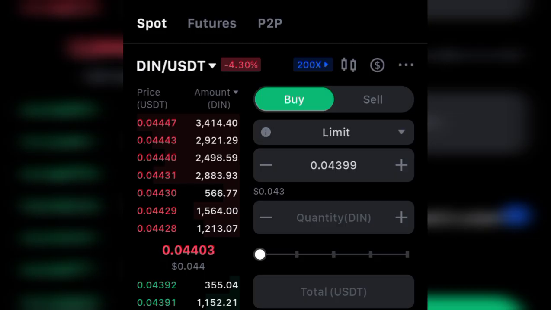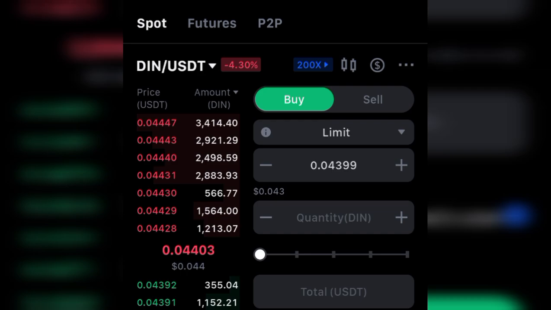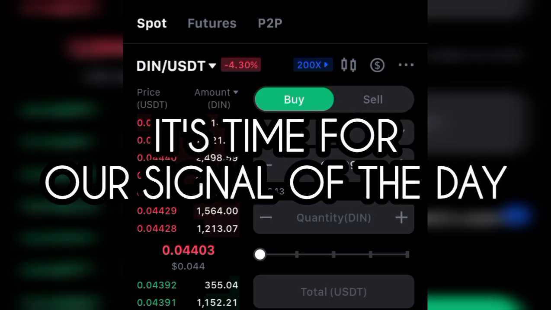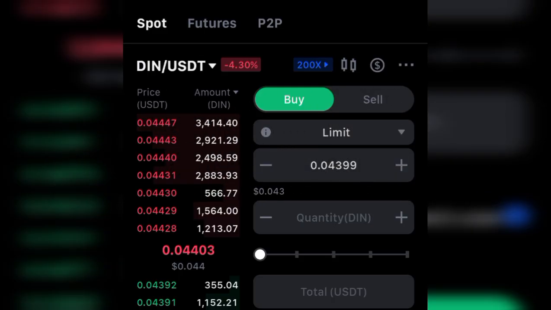When it comes to inter-exchange arbitrage, you need to get signals. Yes, you need to get some measure of signals to be able to evaluate, to simulate, and then take your trades, right? I'm going to be showing you our signal for today because we got a signal from our Wonder Tool.